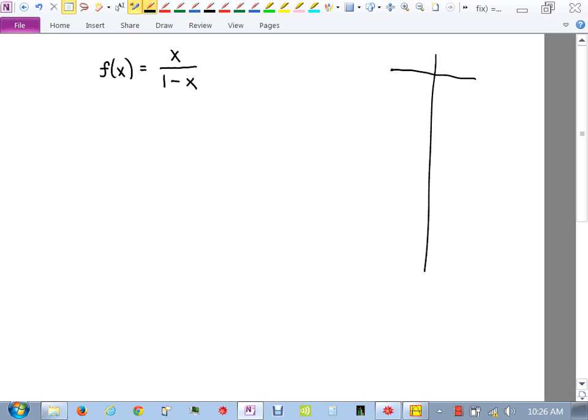Tell me, first of all, if you can, where is this rational function undefined, if it even is? I mean, is this rational function ever undefined? Is there a number I can't plug in because I'll get division by 0? 1, right? So let's start with 1. If I plug in 1, I get 1 over 1 minus 1. That's 1 over 0. That's undefined. So guess what I'm going to have at 1?